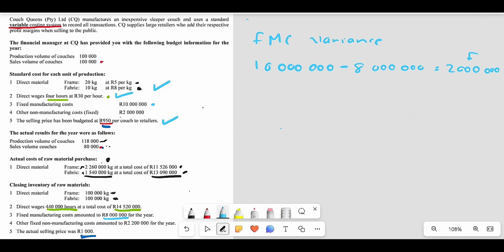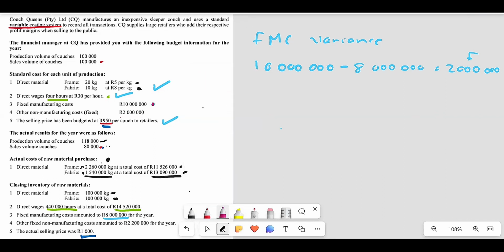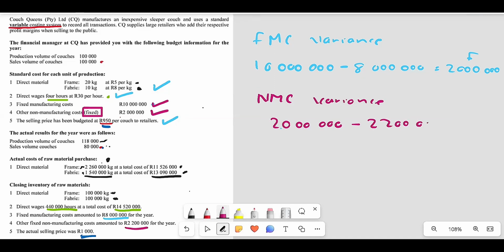Okay, so now let's do the other one. We have done the fixed manufacturing cost. Now let's do non-manufacturing cost. So non-manufacturing cost variance, as it is all fixed. You see the statement here, this word, it says fixed. So there is no variable component in that, and therefore we just do it the way it is. We take the budgeted and we minus the actual, gives us an amount of 200.